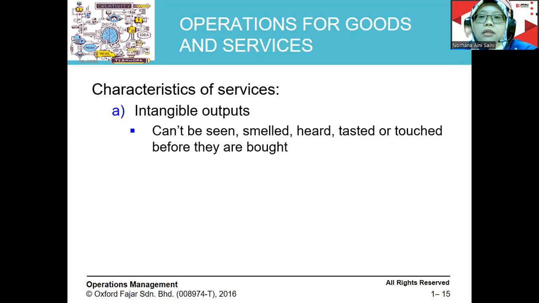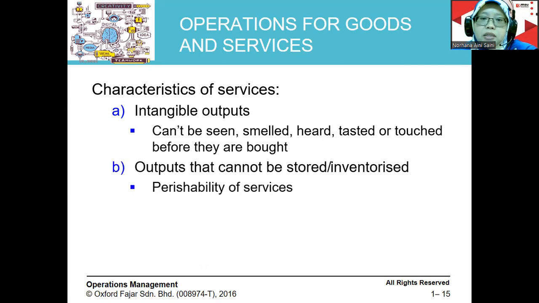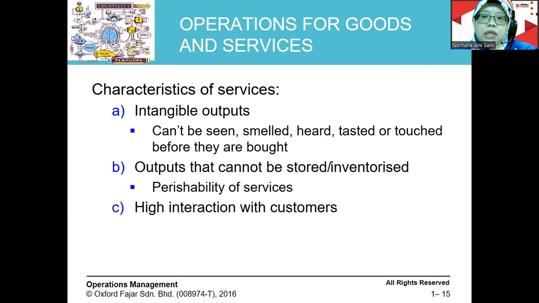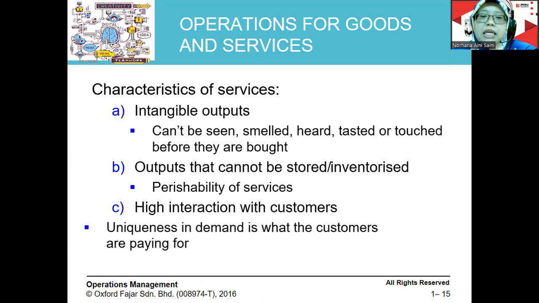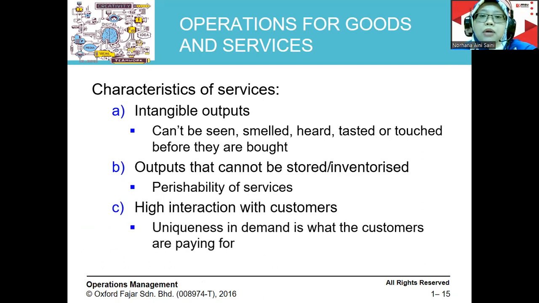Now let's look at the differences, the characteristics of goods and services, which are the output. The output can be goods or services. Let's look at the characteristics of services first. For example, I myself, as a lecturer, provide a service by teaching. That we consider as a service.